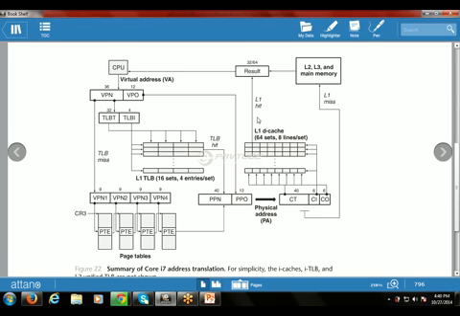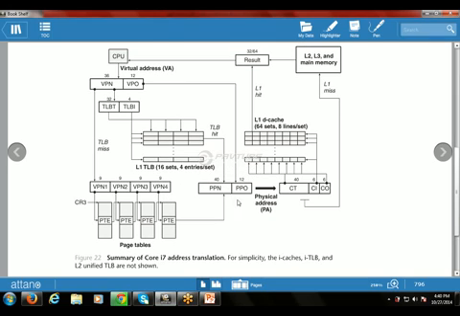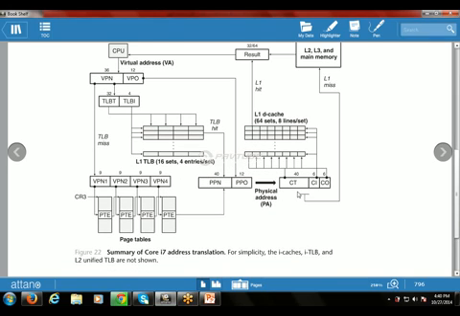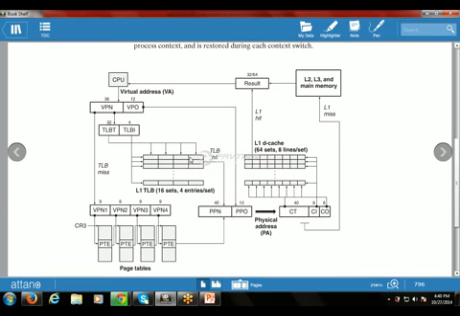So one is your L1 hit, one is your L1 miss, one is your TLB miss, one is your TLB hit. Then there is VPN 1, 2, 3, 4. Then there is PPN, PPO, CT, CI, CO. That is your virtual address, physical address, that is the PA. Then there are page tables, that is your PTE. So this shows the address translation.